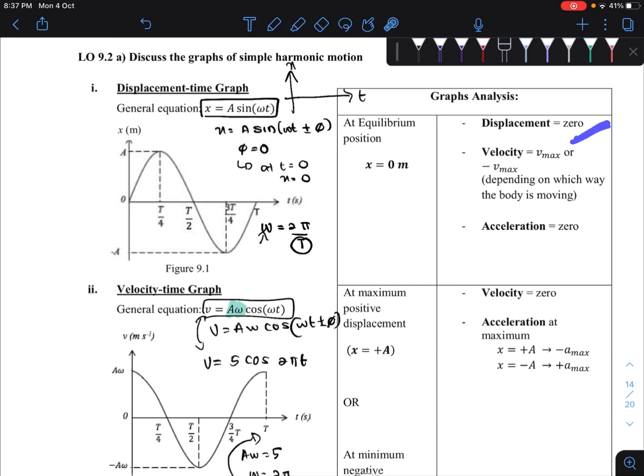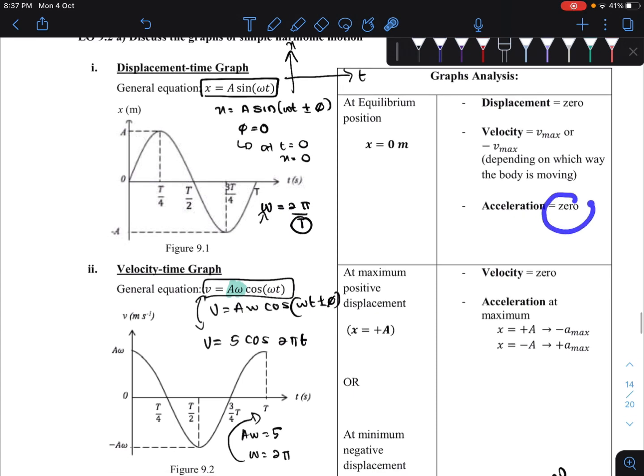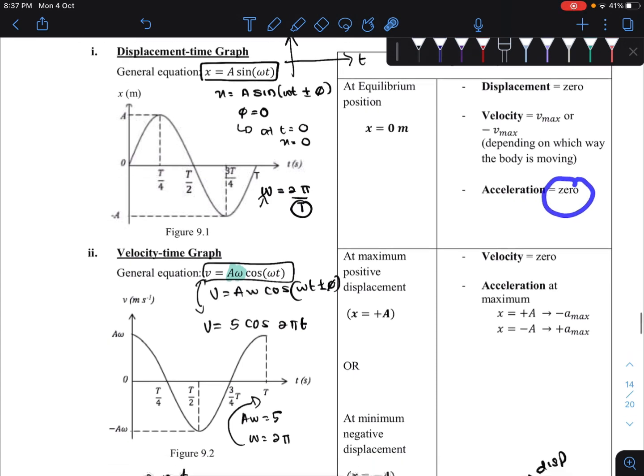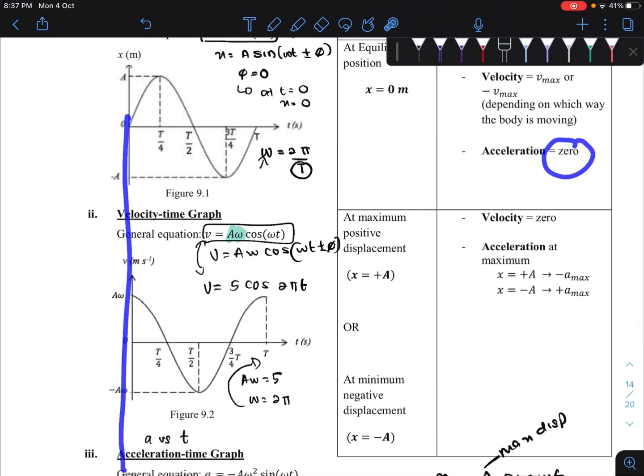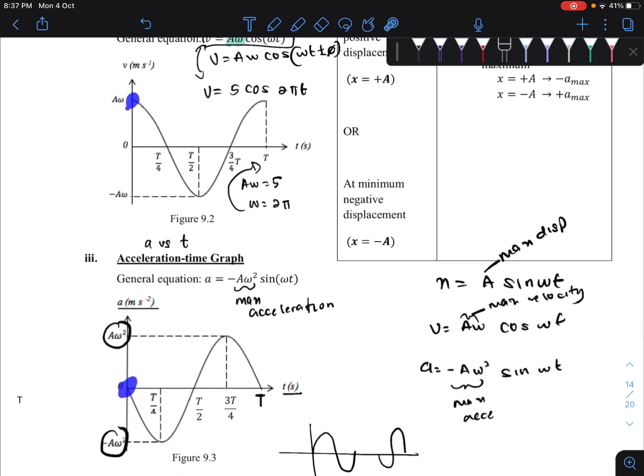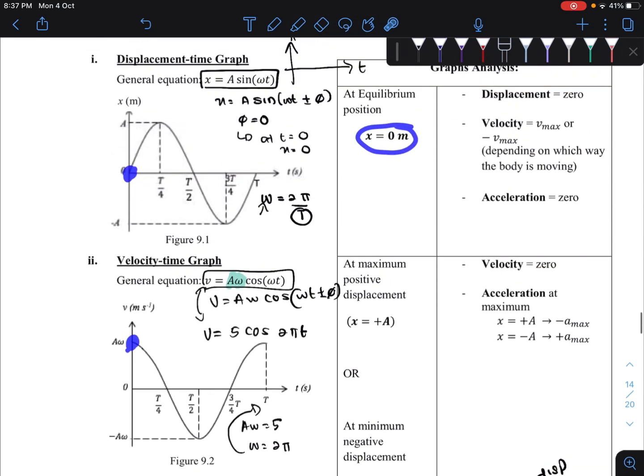Okay, the displacement is 0. However, your velocity is a maximum. Okay, maximum. Dia boleh jadi Vmax in the positive direction ataupun Vmax in the negative direction, depends on which way the body is moving. Whereas, acceleration kita akan 0. So, kalau kita compare 3 graf ni dekat sini pun, bila T sama dengan kosong, at equilibrium, X is equals to 0, displacement kita kosong, velocity kita at maximum, acceleration kita pun kosong dekat sini.